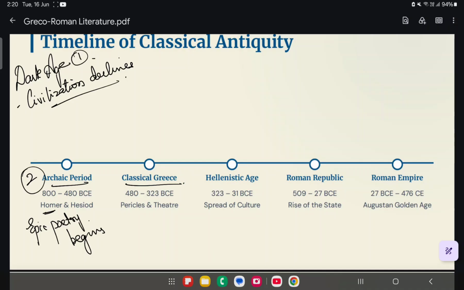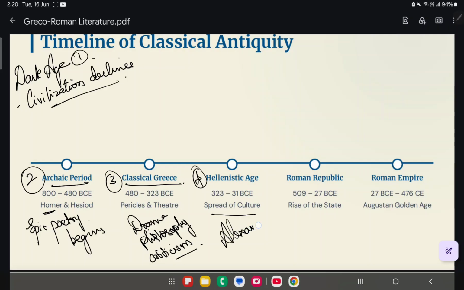Athens became the intellectual capital. Drama, philosophy, criticism emerge. Episode 4. Hellenistic Age. Alexander spreads Greek culture. Episode 5. Rome rises. Episode 6. Roman Empire becomes dominant. Yes, children. You may often confuse the classical period and the Hellenistic period. Remember, classical is equal to Athens, and Hellenistic is equal to Alexander.